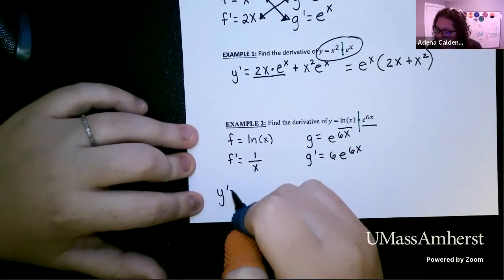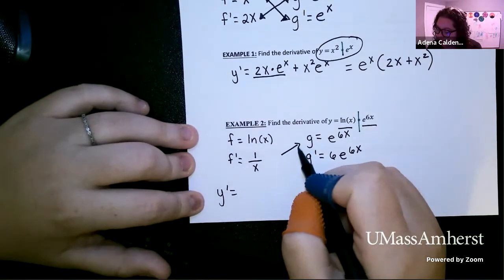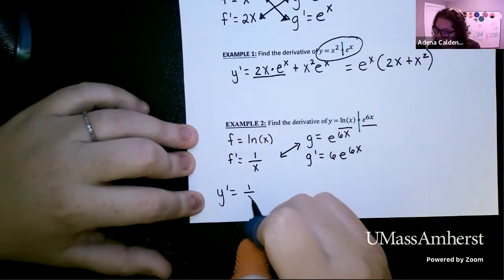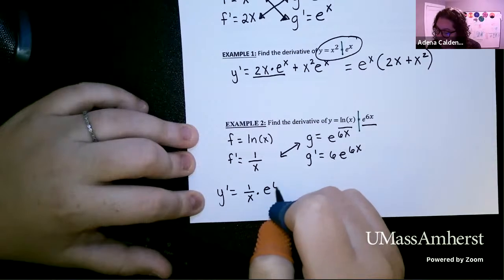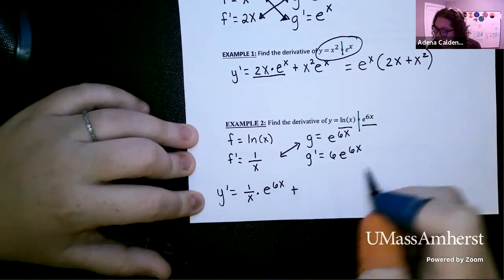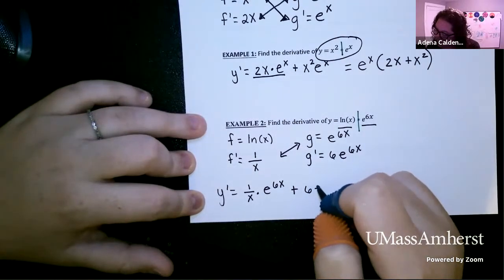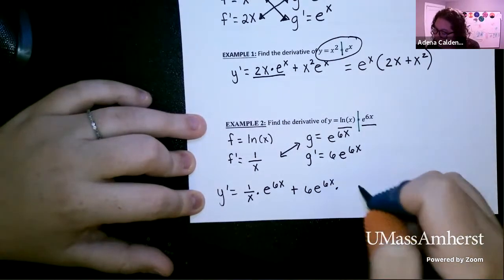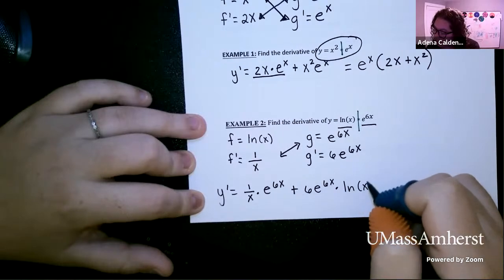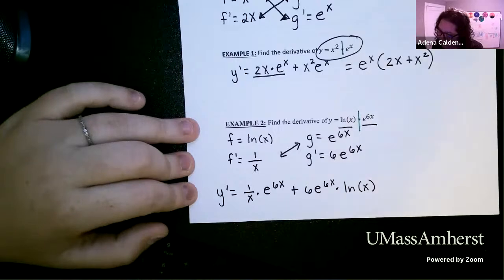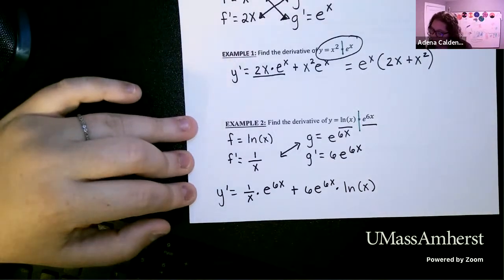So now, putting this together, I'm going to do f prime times g. So I have 1 over x times e to the 6x plus g prime f. So 6e to the 6x times ln x. Okay, so there's not a whole lot of simplification I would do here.